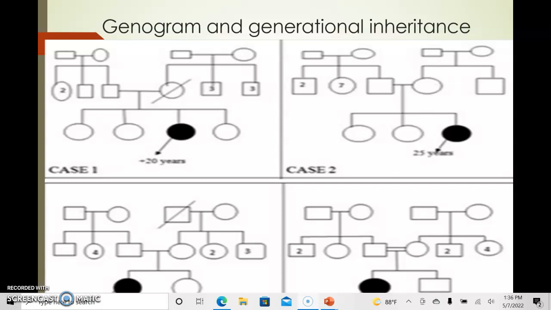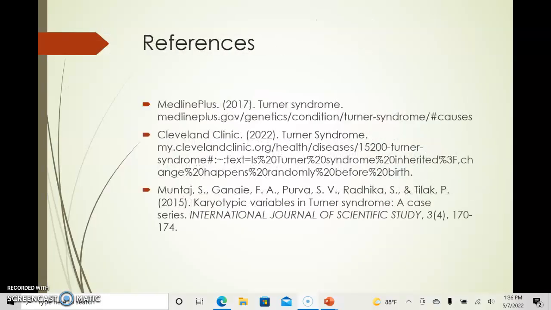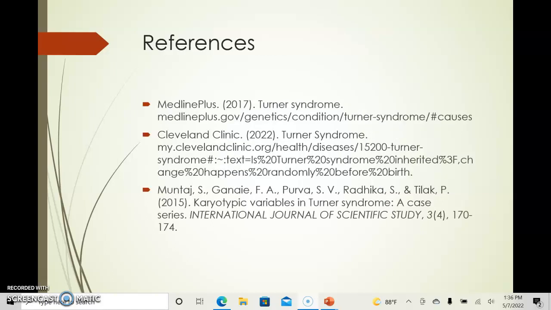Okay, the next slide that I'm going to show you is related to the genogram and generational inheritance. I just wanted to show you an explanation of the genogram. Okay, and the next slide is my references. These are the sources that I used to obtain my information.